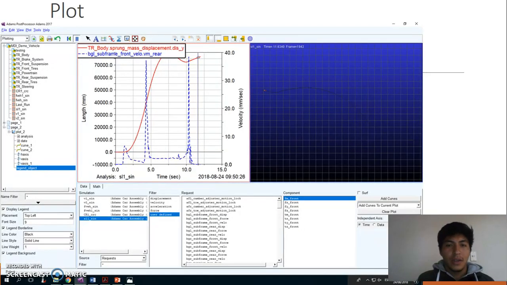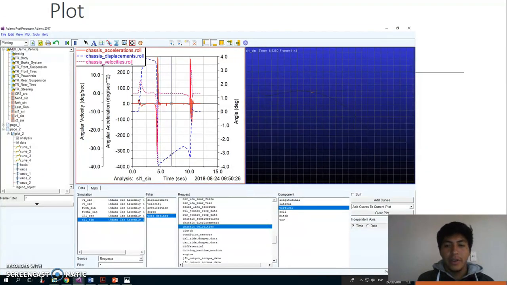Then we plot the exercise, and this is the graph. We have two lines. The red line represents the displacement, and the blue line represents the velocity.